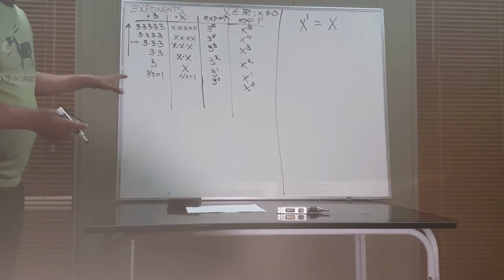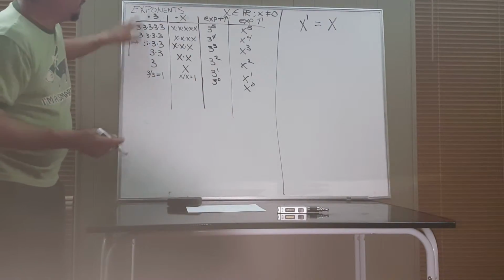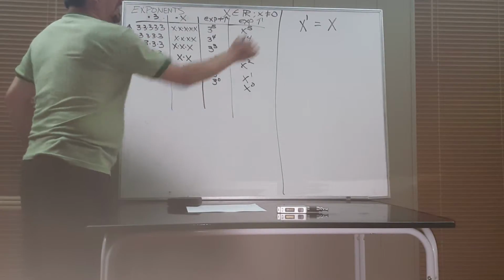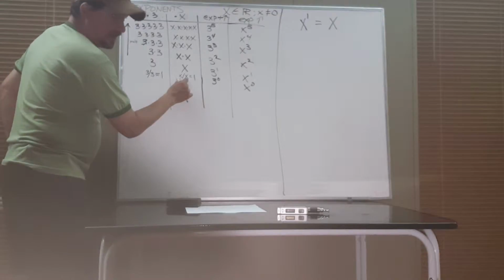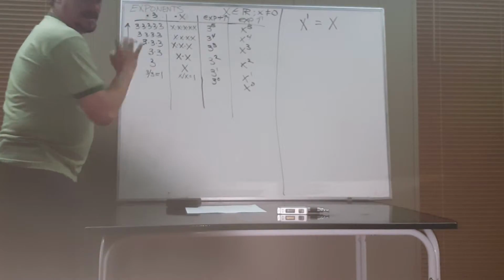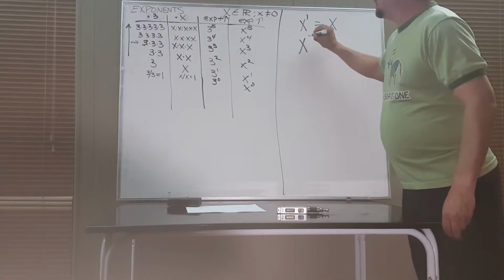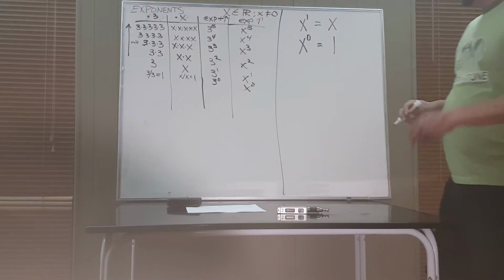So we just created a rule here. This is just an example using a number, but the pattern for x means it applies to any number as long as x isn't 0. And this is why x can't be 0, because you can't divide by 0. So x cannot be 0. So any number besides 0 to the 0 power is 1.